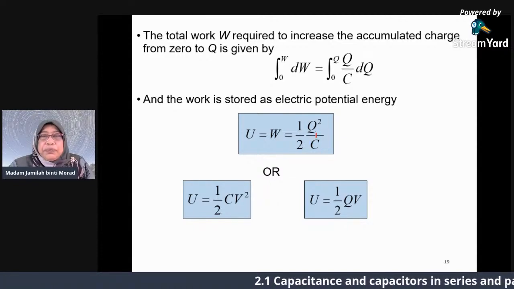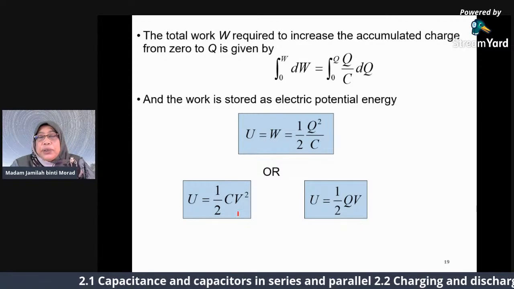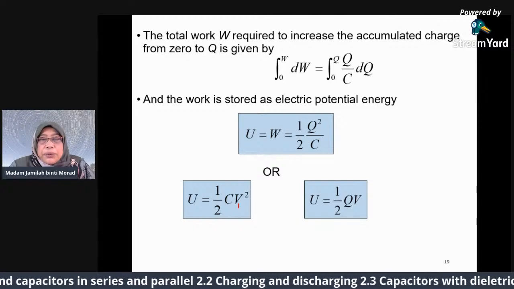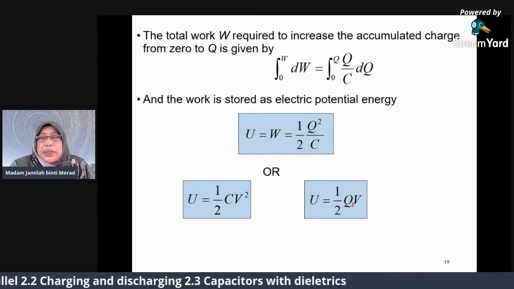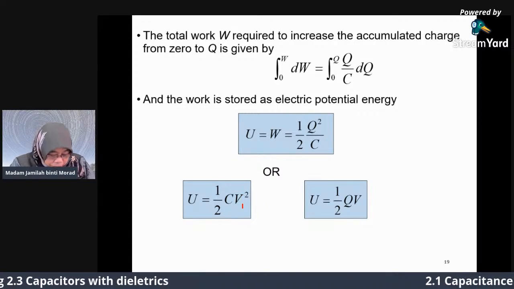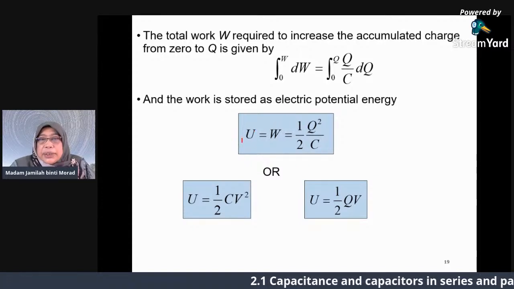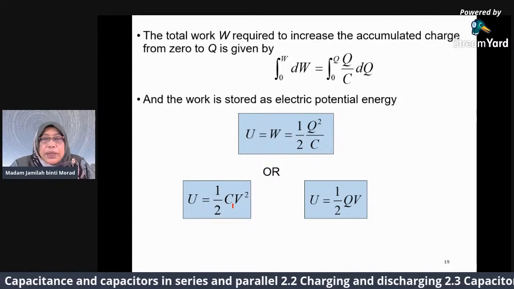Which equation to use, the first, the second, or the third, depends. When you have the value of the capacitance and the voltage, you use half CV squared. For half QV, you substitute C equal to Q over V. So which equation you use depends on the physical quantities, the values that you have.